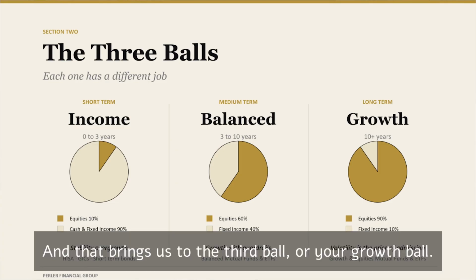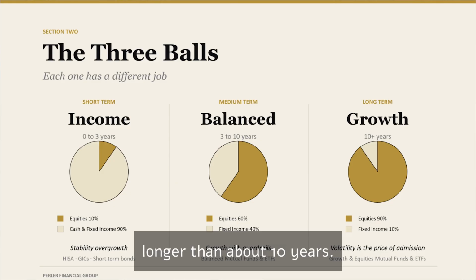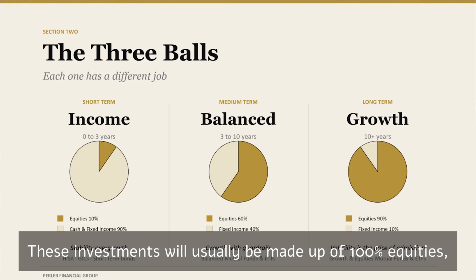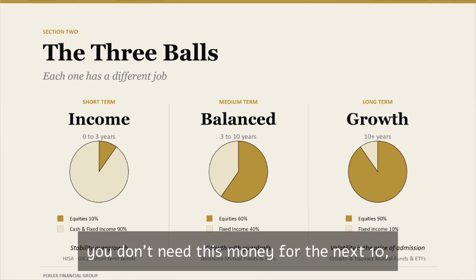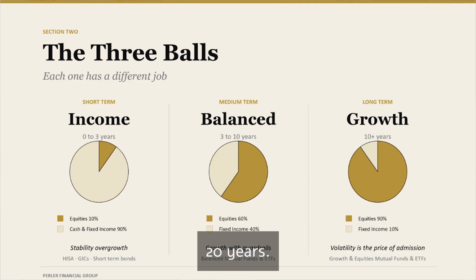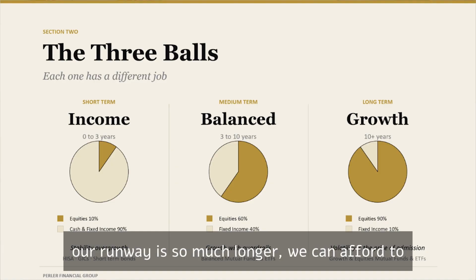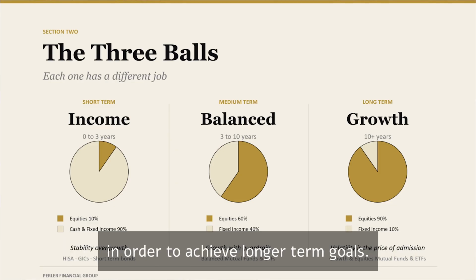And that brings us to the third ball, or your growth ball. This is where we put investments when your time horizon is longer than about 10 years. So this ball is purely designed for growth. These investments will usually be made up of 100% equities. There may be some fixed income in there as well, because we know you don't need this money for the next 10, 15, 20 years. So this is for long-term growth potential. And because our runway is so much longer, we can afford to ride out market volatility in the short term in order to achieve longer-term goals.